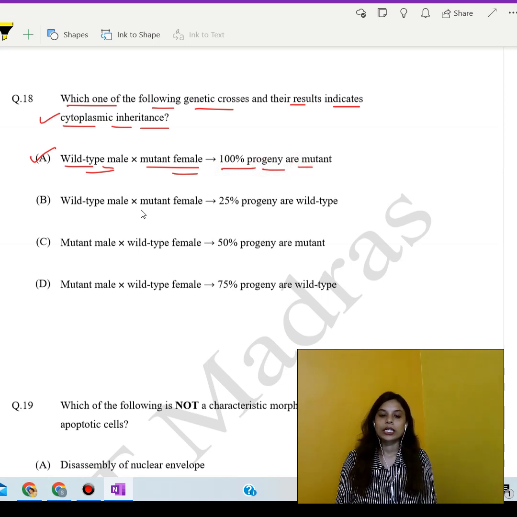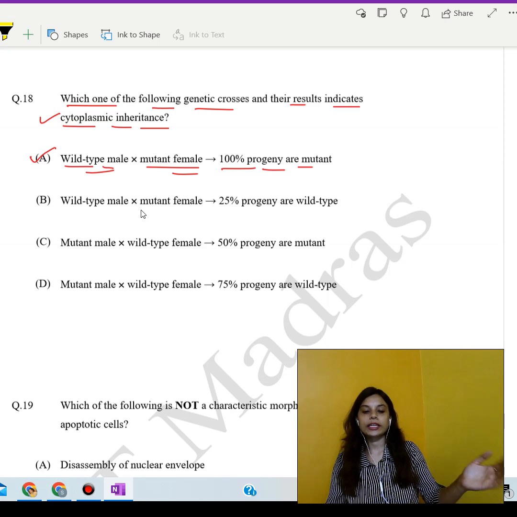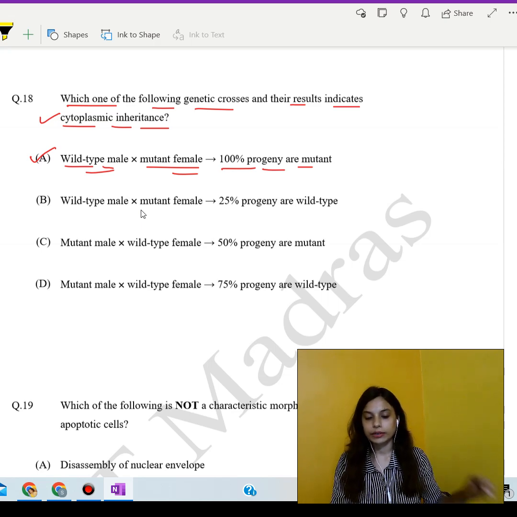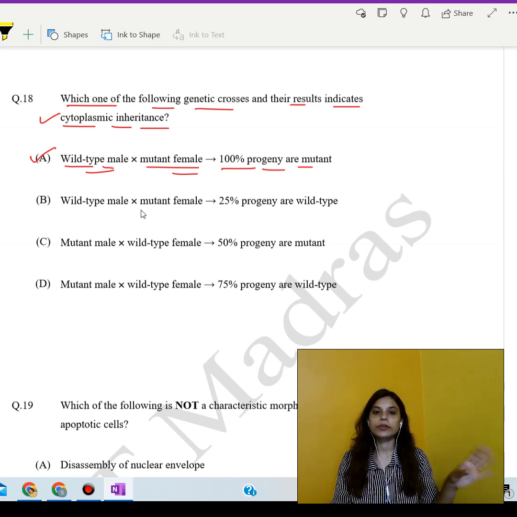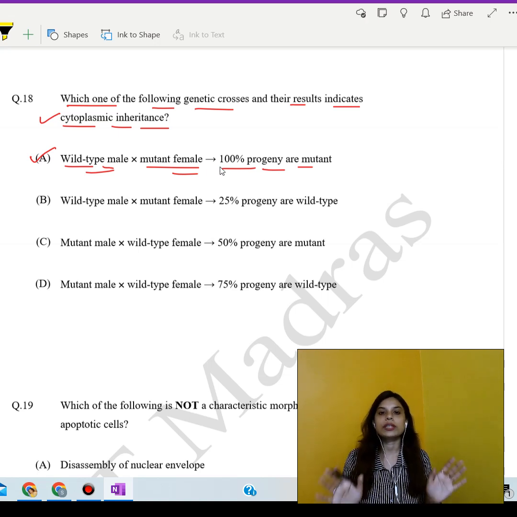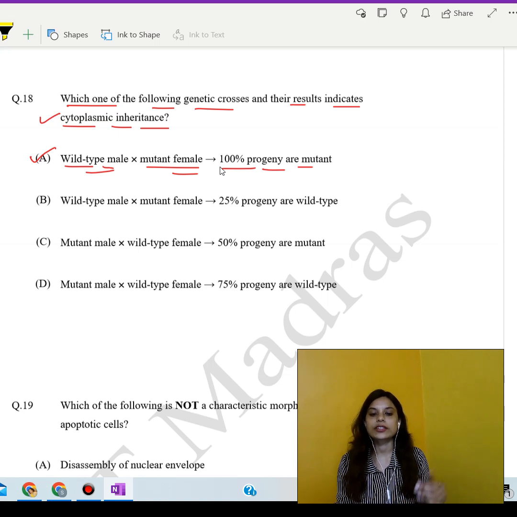So talking about the mitochondria and the chloroplast, these are two organelles which are found in the cytoplasm that contain their own DNA. And this DNA is separate from the nuclear DNA and is passed on from the mother to the offspring through the egg cell. Now in option A, the wild type male does not contribute any kind of cytoplasmic factors to the offspring, as sperm only contain the nuclear DNA.